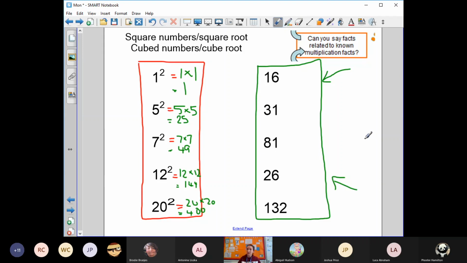Which of them are square numbers? And what is their square root? Their square root. So Luca thinks 16 and 81. Do we agree with Luca? Good, so 16 definitely is. So if we wanted the square root, so that symbol that I've just drawn there means square root of 16, it would be 4, because 4 squared is 16.